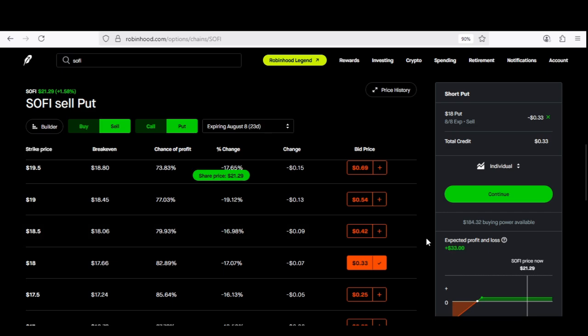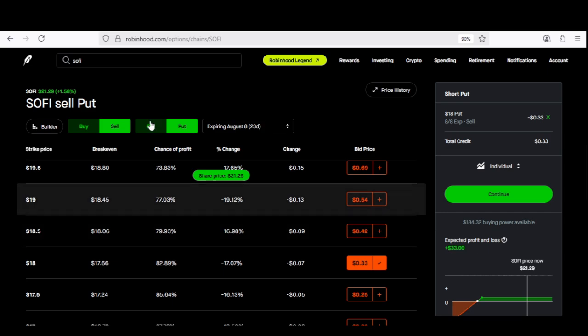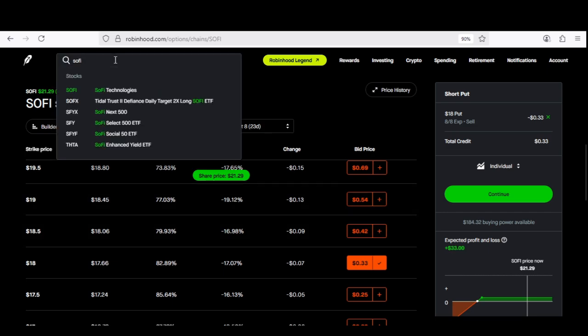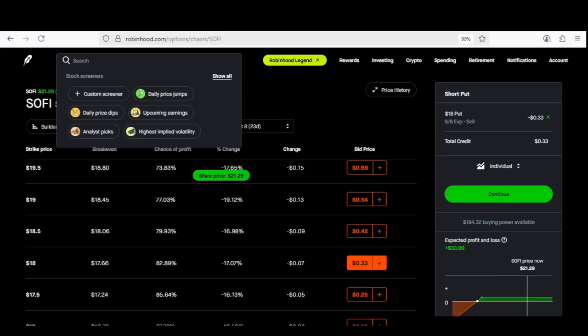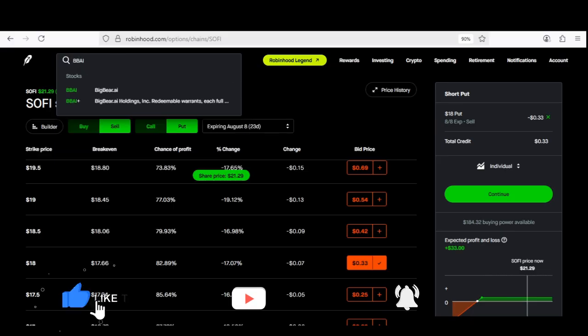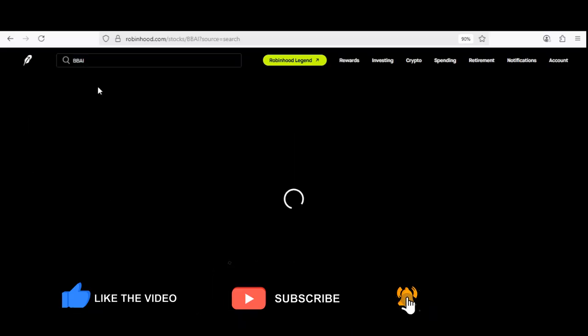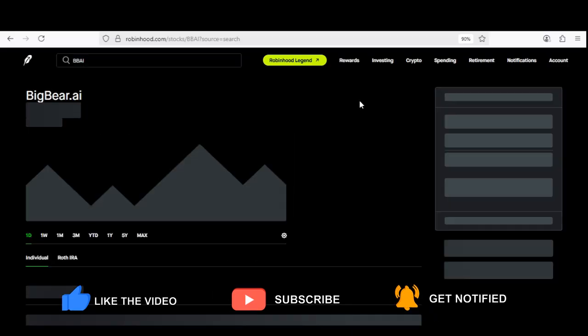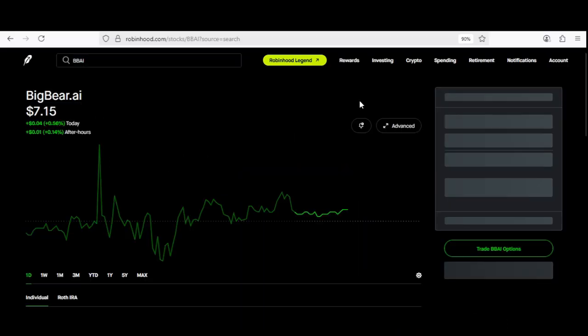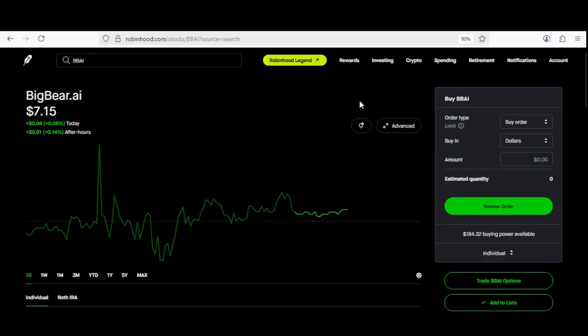Now, for the second stock and strategy, we're going to change the stock, and we're going to start using BBAI, or most of you probably know this already as Big Bear AI. This stock has been trending. I always tell you to make sure you do your own due diligence, because I want you to learn how these stocks operate.